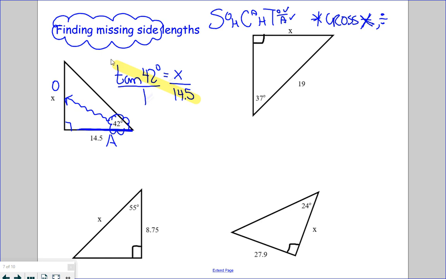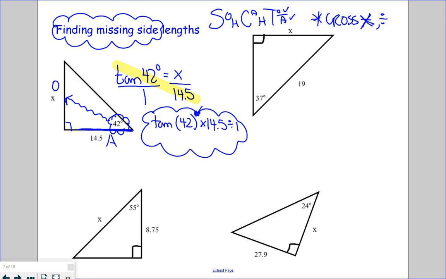Okay? So on your calculator, what you're going to do is you're going to go tan. Now, as soon as you hit the tan key, it's going to be prompted with a bracket. You're going to go 42, and you have to finish off that bracket. And then you're going to go times 14.5. So you cross multiply, then you divide, and you divide by the number left over. Okay, next thing, do not hit second. When you hit second, that is for finding angles. So you hit second trig when you're looking for the angle. You just hit the trig key when you're looking for a side.